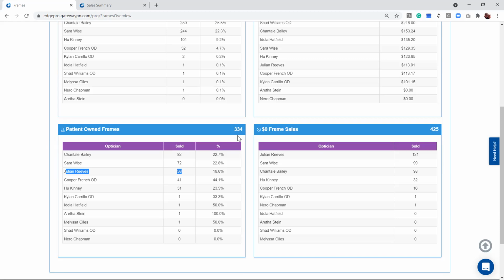If anybody's just higher in one particular category, we may just need to have a conversation with them, do a little training with them on the things that they're saying based off of the metrics. And really, same exact concept for the $0 frames. We'll pretend and say that he had 300 of these 425. We would want to talk to Julian again and say, okay, what are you saying to the patients? Why do you have so many of our $0 frame sales? It could be that they're simply saying, you have $150 allowance. And our patients are saying, great, where's the $150 frames?